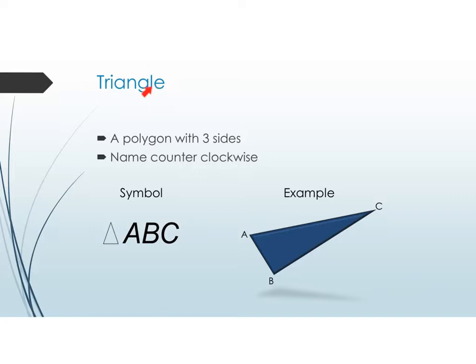Just to make sure, a triangle again is a polygon with 3 sides. You name them counterclockwise, so like ABC. Symbol, triangle, ABC. Again, here's our example of a triangle. I know you've seen it before.